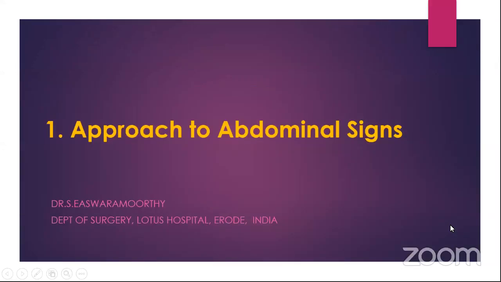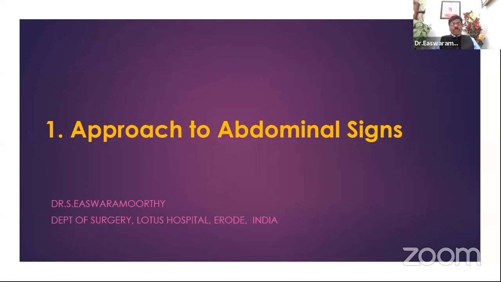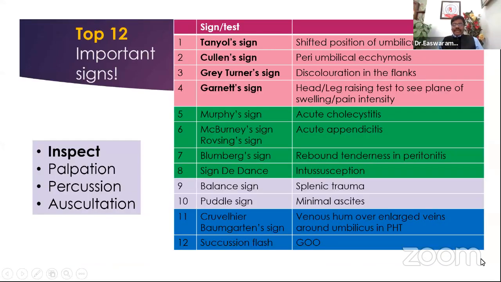Okay, so with that, let's move on to part one of our topic, that is approach to abdominal signs. As an undergraduate, I would say these are the top 12 important abdominal signs one should be confidently able to discuss and describe. During inspection and palpation for each, and during percussion, there are two signs worth remembering, and auscultation, at least these two, which I have mentioned in this list. We'll go one by one.